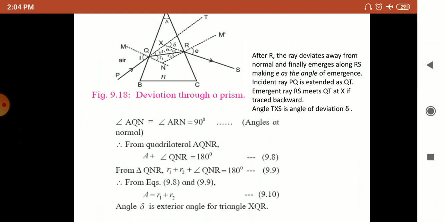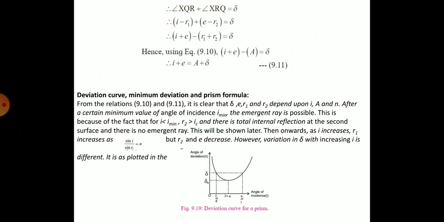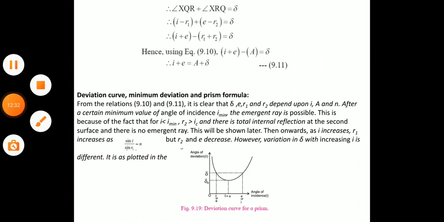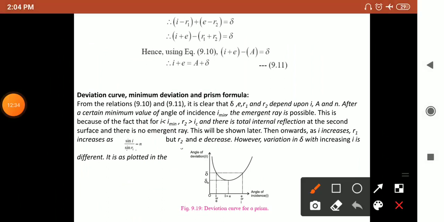Then this deviation curve we have to study. Deviation curve, that is minimum deviation and prism formula, we have to derive from here. From the above relation, that is A equal to R1 plus R2, and this equation which we are getting, I plus E equal to A plus delta.